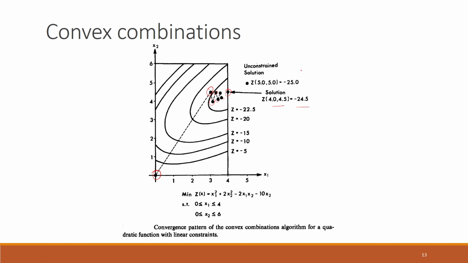Also, if we didn't have constraints in this optimization problem, the optimal point would have been 5 comma 5. At this point the objective function value would be minus 25. You can see that the objective function value when there are constraints is greater than when there are no constraints. This is not surprising, because when you are doing minimization without constraints, the objective function value can only be lesser or stay the same as compared to when there are constraints.